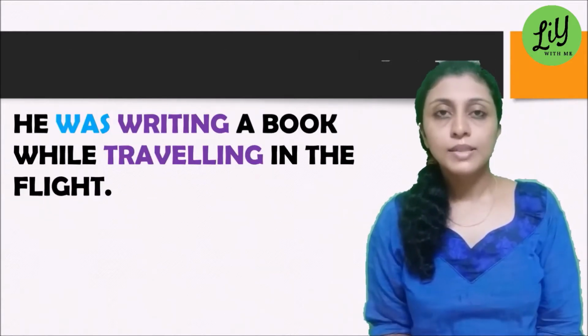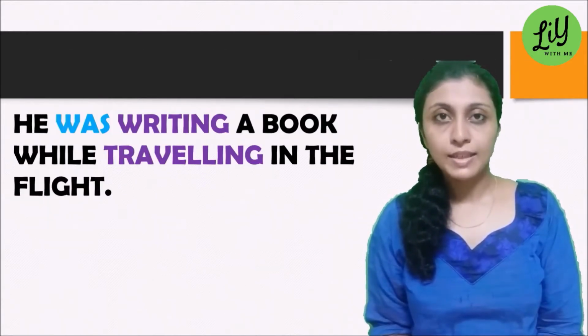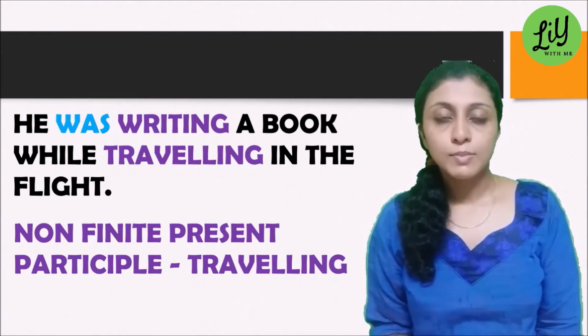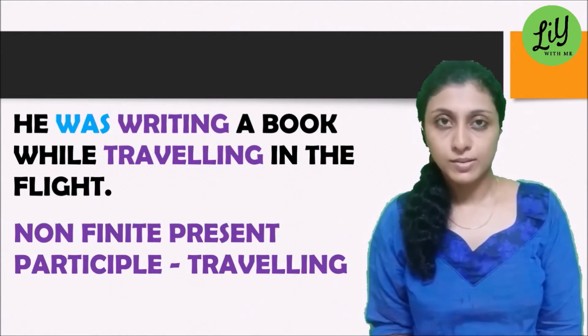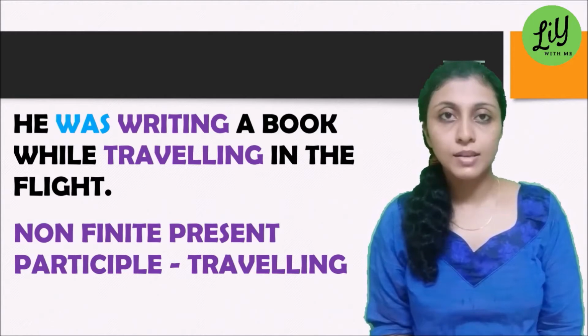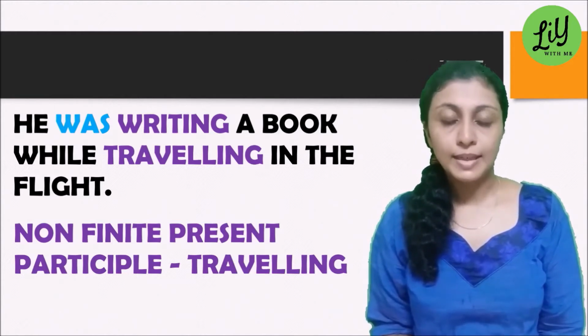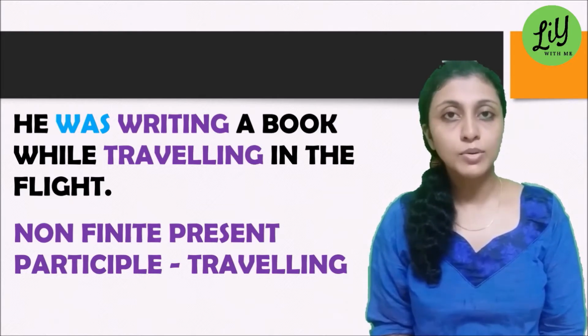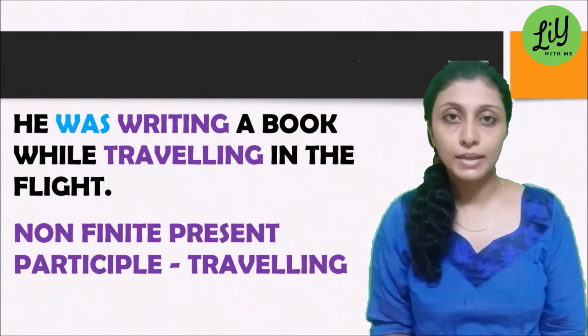He was writing a book while traveling in the flight. This whole sentence may be split into two clauses. That is the main clause and the subordinate clause. The main clause is the clause that can stand independently and it makes complete sense, whereas the subordinate clause is always dependent on the main clause.